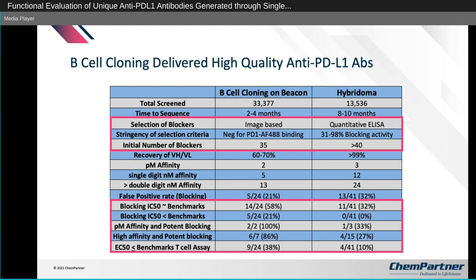So overall, we had around 35 blockers by the Beacon platform and over 40 blockers from hybridoma. But as you can see, the false positive rate for B cell cloning is around 20% versus 32% for hybridoma. And if you are comparing their functional activity, you can see in the bottom half of the table their affinity, their blocking activity, as well as their functional activity in the T cell assay. And overall, we can say that we were able to get really high quality anti-PD-L1 antibodies by the Beacon platform.